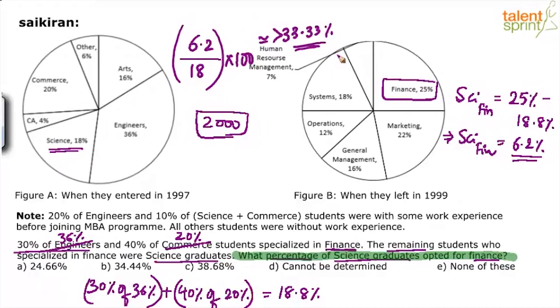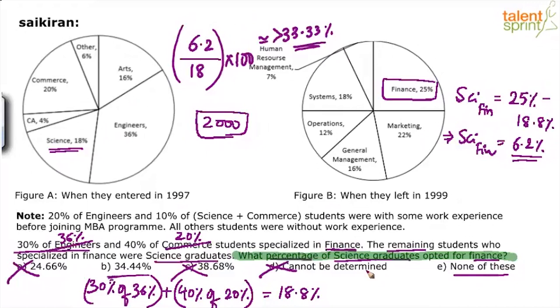Let's look at the options. Immediately option A gets eliminated. Option D also gets eliminated because cannot be determined is not the answer. Of course, none of this is always a dilemma, right? Out of B and C also, I would eliminate option C. Although option C is more than 33.33, you know that it cannot be so more that it becomes 38.68. 34.44 sounds okay. But the concern is the fifth option, none of this.